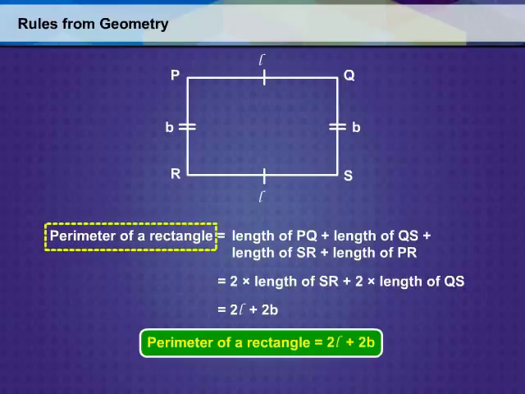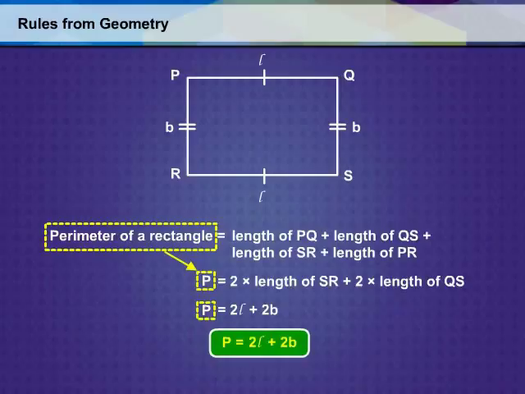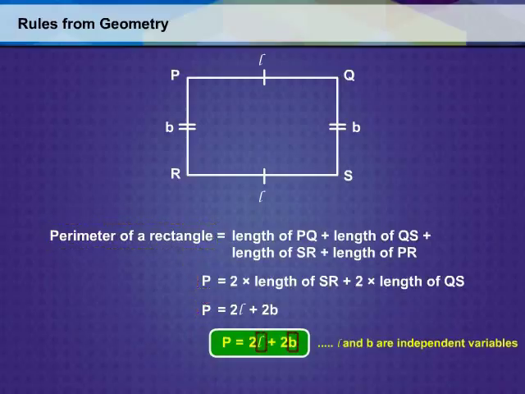If we denote the perimeter of the rectangle by the variable P, the rule for the perimeter of a rectangle becomes P equal to 2L plus 2B. Here both L and B are variables. They take on values independent of each other. That is, the value one variable takes does not depend on what value the other variable has taken.